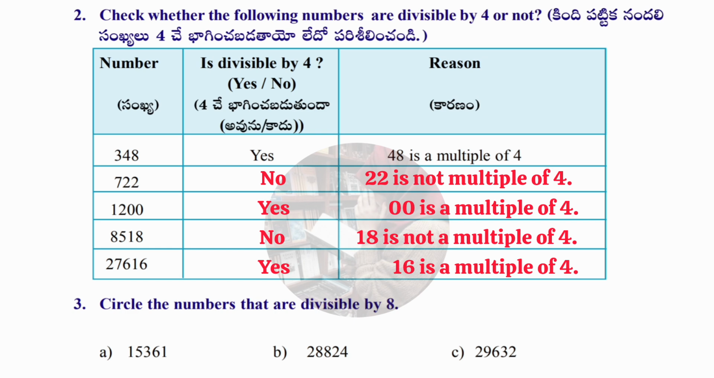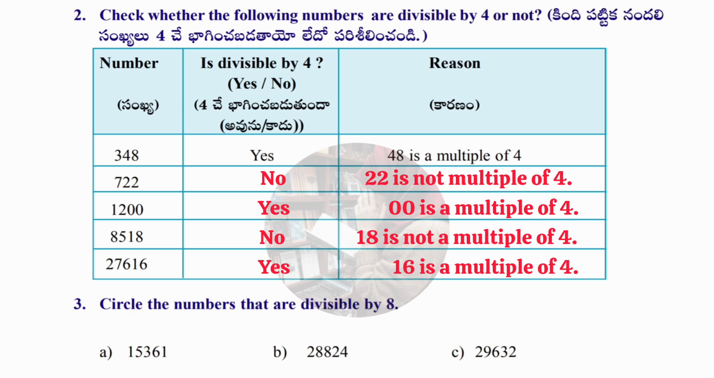Okay, next number is 722. Last two digits are 22, which is not divisible by 4. Okay, that's why I write down no, and reason is 22 is not a multiple of 4. Next third number is 1200. Last two digits are 0. If we divide this 1200 by 4, we get 300 as answer. Okay, so this number is divisible by 4. Write down yes. Then reason is 00 is a multiple of 4.